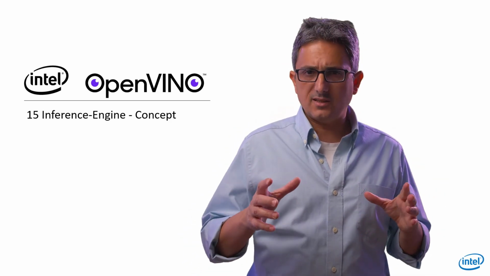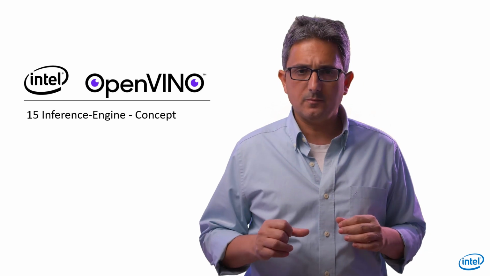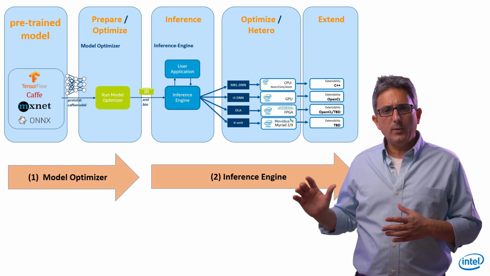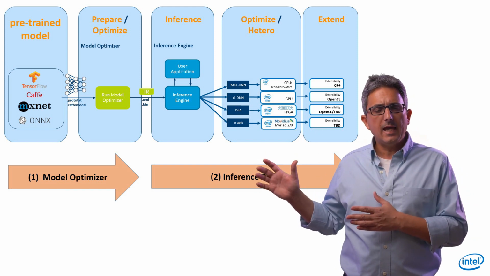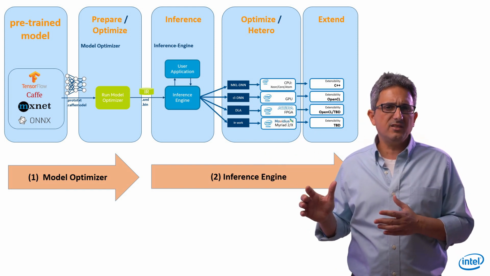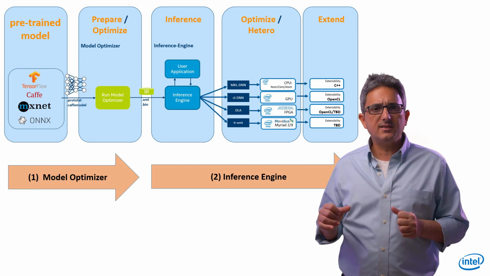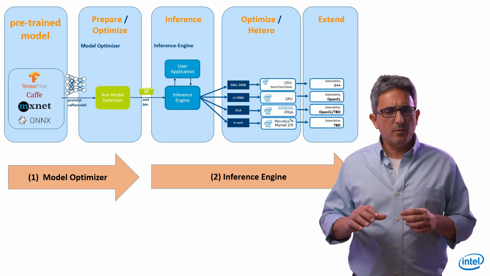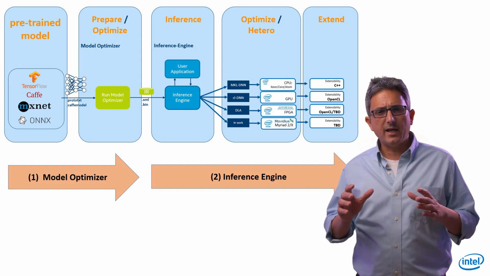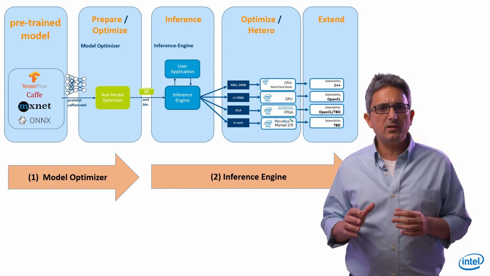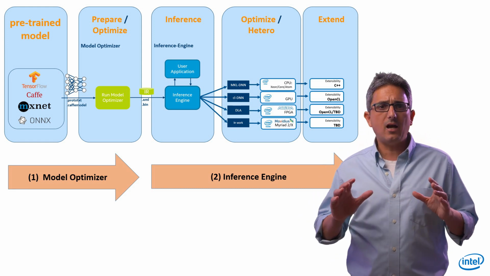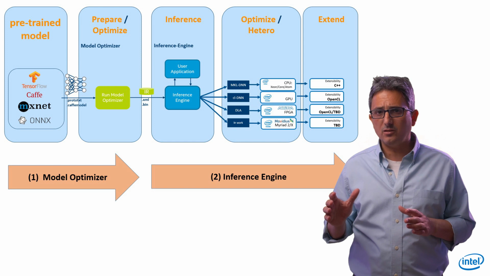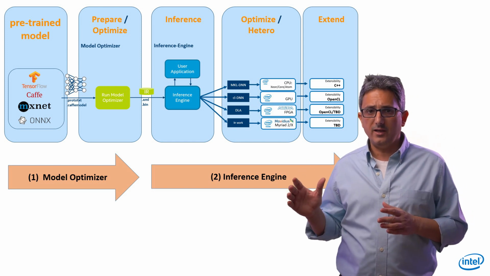Let's talk about the concept of the inference engine. We talked about the full inference flow in previous videos. We need to take a pre-trained model and prepare it for inference. This is an offline stage that is done by the model optimizer, covered in previous videos. The model optimizer can do all kinds of manipulations, as we previously explained. They are all hardware agnostic, so our starting point for the inference engine is the IR files.